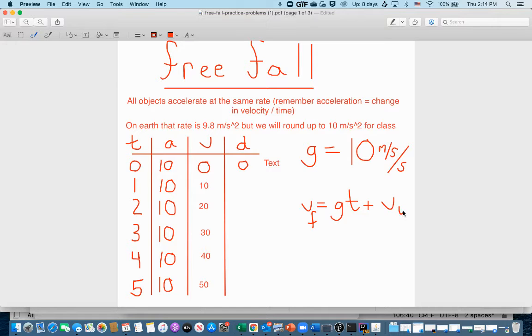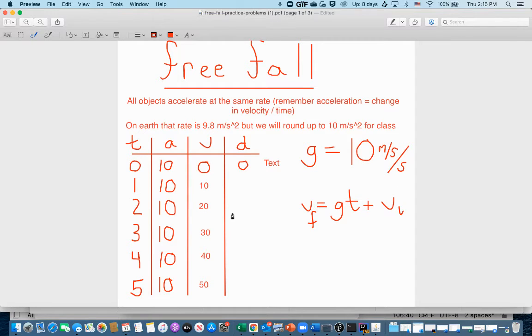So what that means is if I'm starting at 20 meters per second, I'm still increasing at 10 meters per second. So if I start at 20, I'm going to go up to 30. So even though that's a 1 second increase, because I start at 20, it's still going to go up. So we can always find our final velocity by taking our initial velocity plus g times t. So this is one of the kinematic equations we're going to use for free fall here.